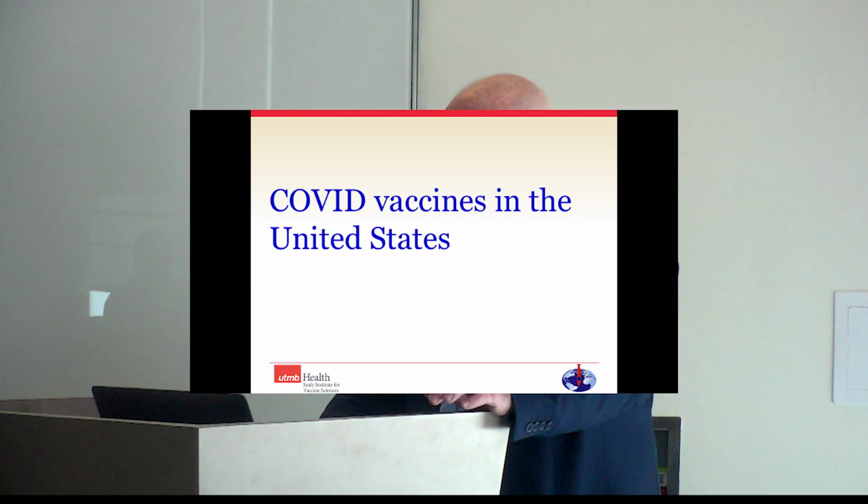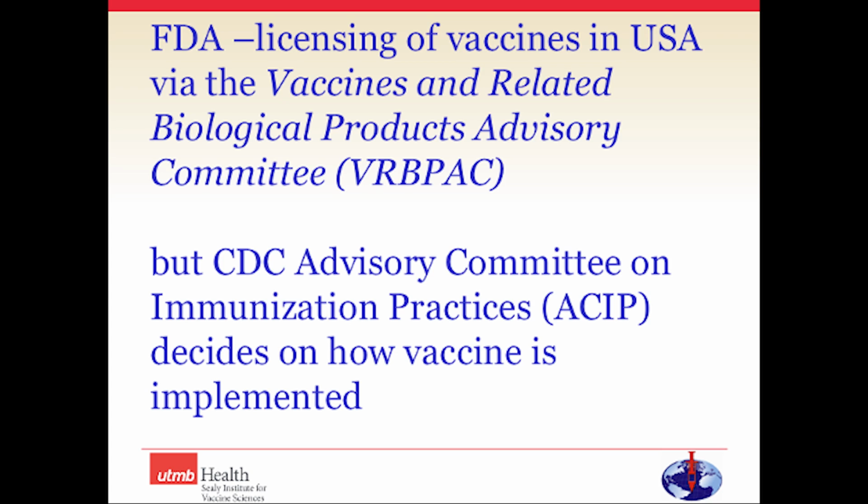What about the United States? In the United States, we have a double process in approval of vaccines. The FDA licenses vaccines in the United States. The FDA makes a recommendation to its advisory committee called the Vaccines and Related Biological Products Advisory Committee, or VRBPAC. VRBPAC makes a recommendation back to the FDA based on the data.